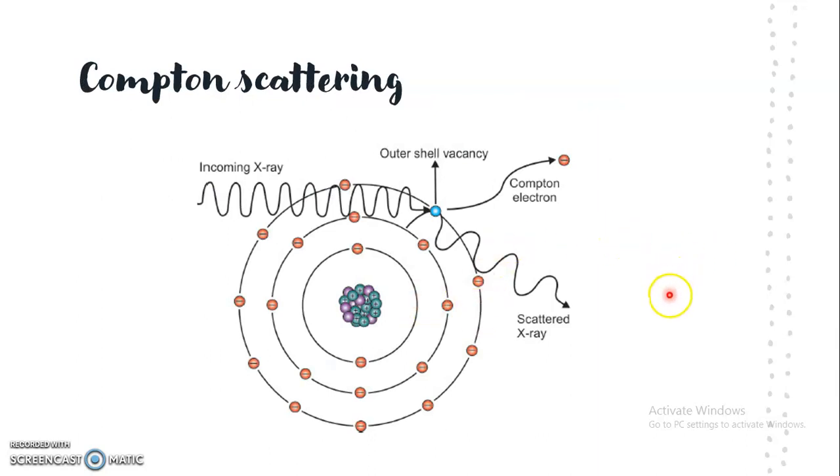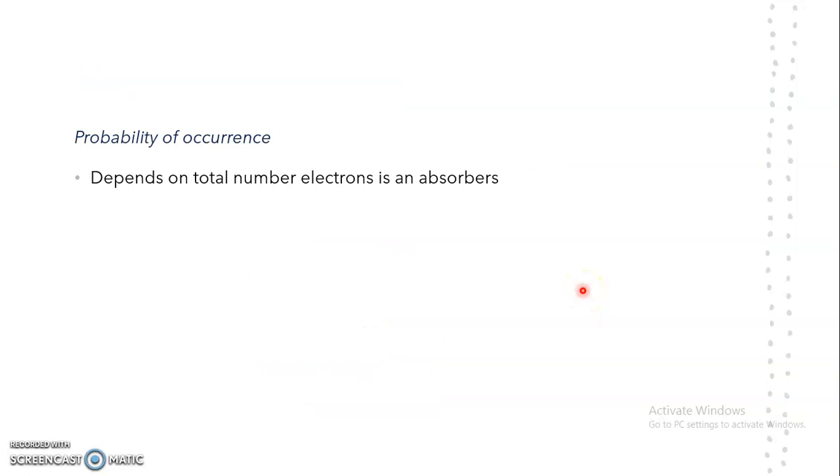And now comes the Compton scattering. In the Compton scattering, when the X-rays or the incident photon interact with the outermost shell electron, it dislodges the electron, and the dislodged electron is called Compton electron, and the incident radiation exits from the orbit as a scattered X-ray. This is all about Compton scattering. It is also a useful scattering. It depends on the number of electrons in an absorber, the metal or the tissue, so different anatomic structures will absorb differently depending on the number of electrons.